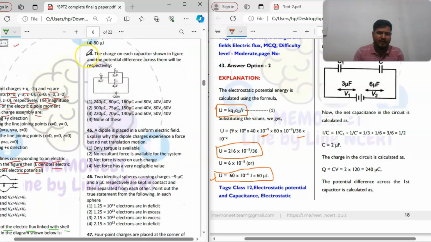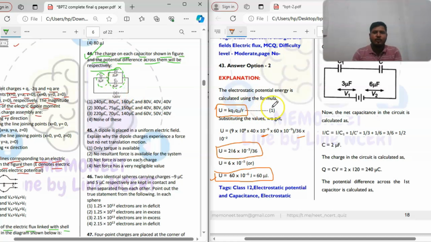That is question number 44. So what is the question? The charge on each capacitor shown in the figure and the potential difference across them will be respectively. So please tell me what is the concept behind this? Yes, very good. That is a series and parallel combination, right? So first we have to find the equivalent capacitance of this one, and then again the equivalent capacitance of this one.